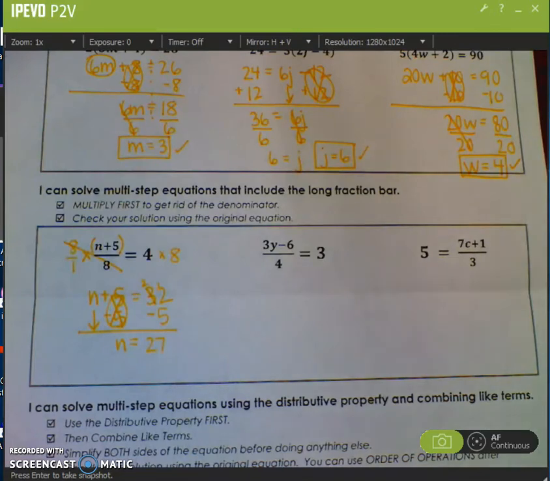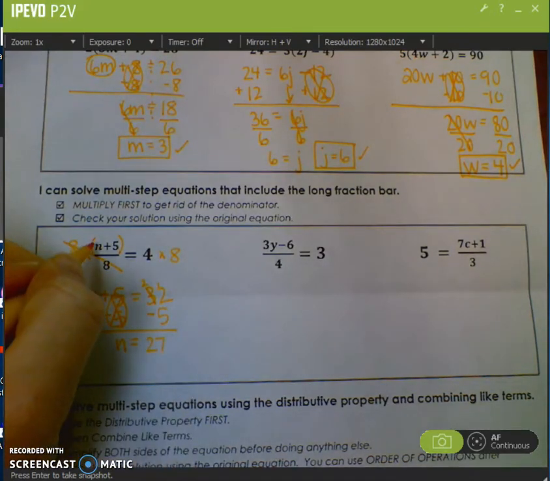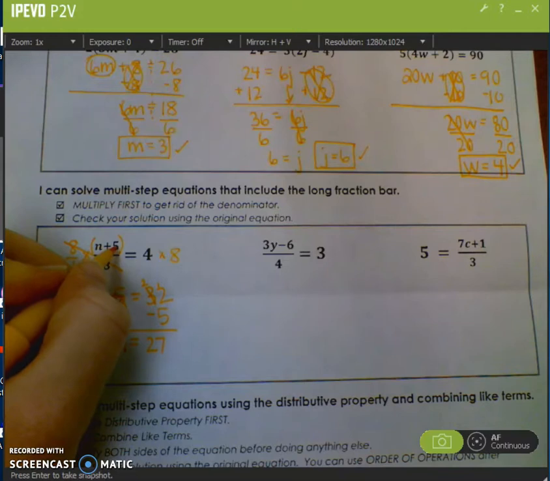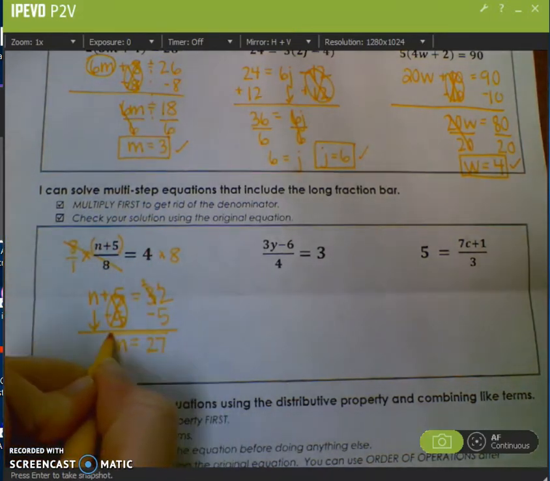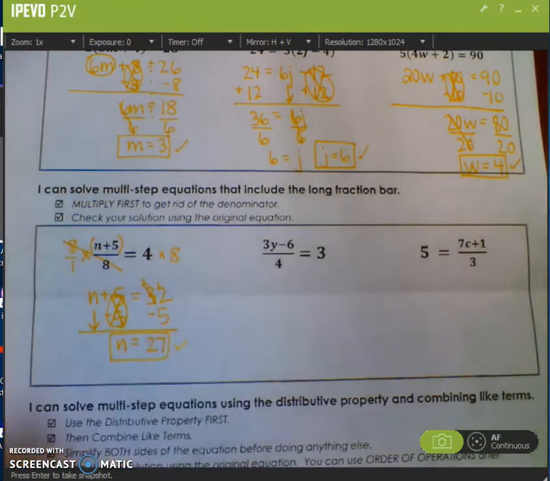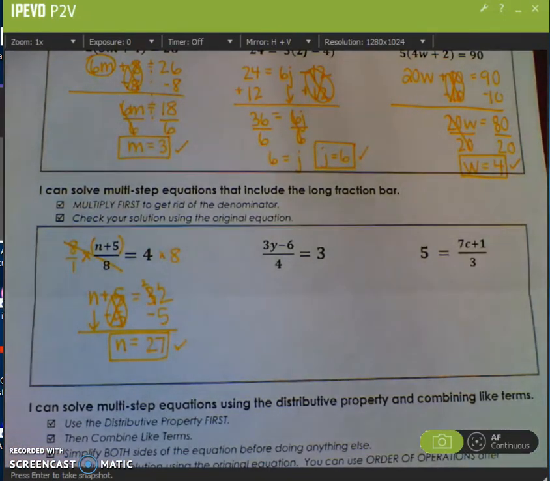So now I can go back and check my answer to make sure it makes sense. 27 plus 5 is 32. 32 divided by 8 is 4, and so my answer checks and makes sense. n does equal 27.